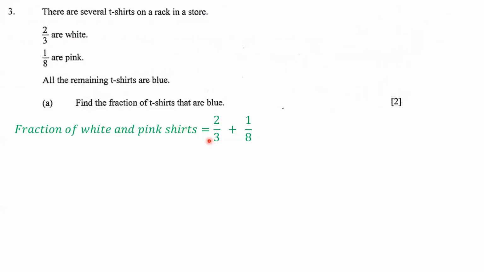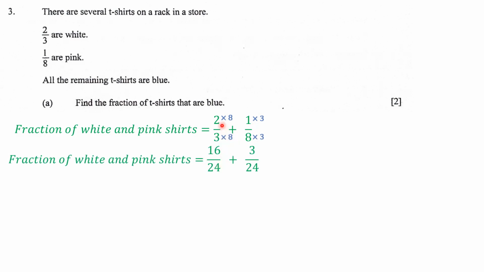They have different denominators, so we have to make the denominators the same by finding the lowest common multiple of 3 and 8, which is 24. We multiply 3 times 8, and we multiply 2 times 8, because whatever you do to the bottom, we must do to the top. Then we multiply 8 by 3, and we multiply 1 by 3, because we're trying to get 24 at the bottom. So 3 times 8 is 24, 2 times 8 is 16, 8 times 3 is 24, and 1 times 3 is 3. So now the denominators are the same, and we have 16 over 24 plus 3 over 24. The denominators are the same, so we can add these fractions normally.